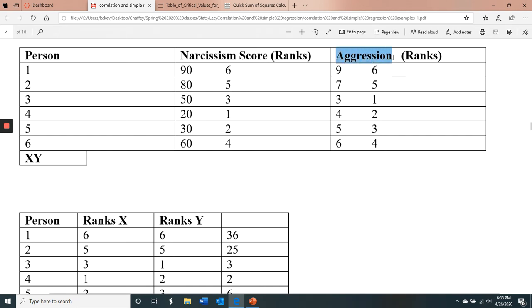Then you do the same thing for the other variable, aggression. What was the lowest score in aggression? Well, there's a 3 here. They get a 1. Next lowest was 4, they get a 2. Next lowest is 5, they get a 3. Next lowest is 6, they get a 4. Next lowest is 7, they get a 5. The highest aggression score was 9. They get a rank of 6. There's 6 people.